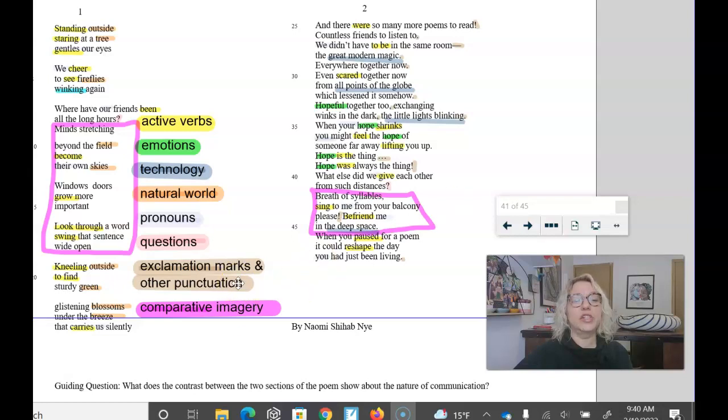Exclamation marks and other punctuation. Well, this is interesting because there is only 1 mark of punctuation in the first part. Any marks of punctuation in the second part.